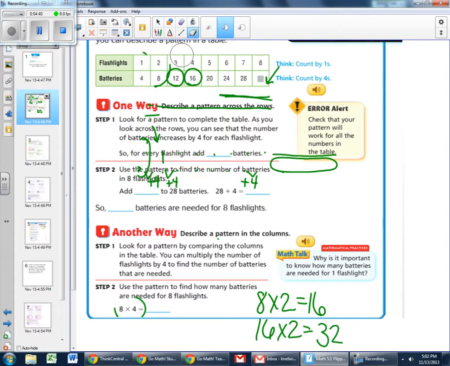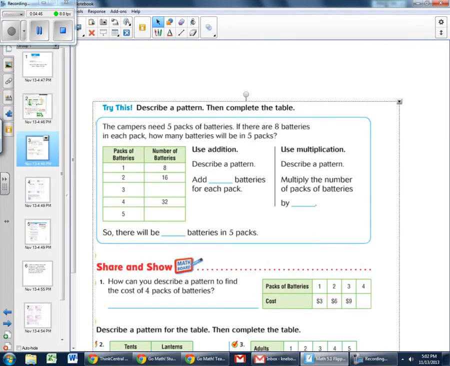Go ahead and fill in that page. Remember, if I'm going too fast, go ahead and press pause anytime you need to.